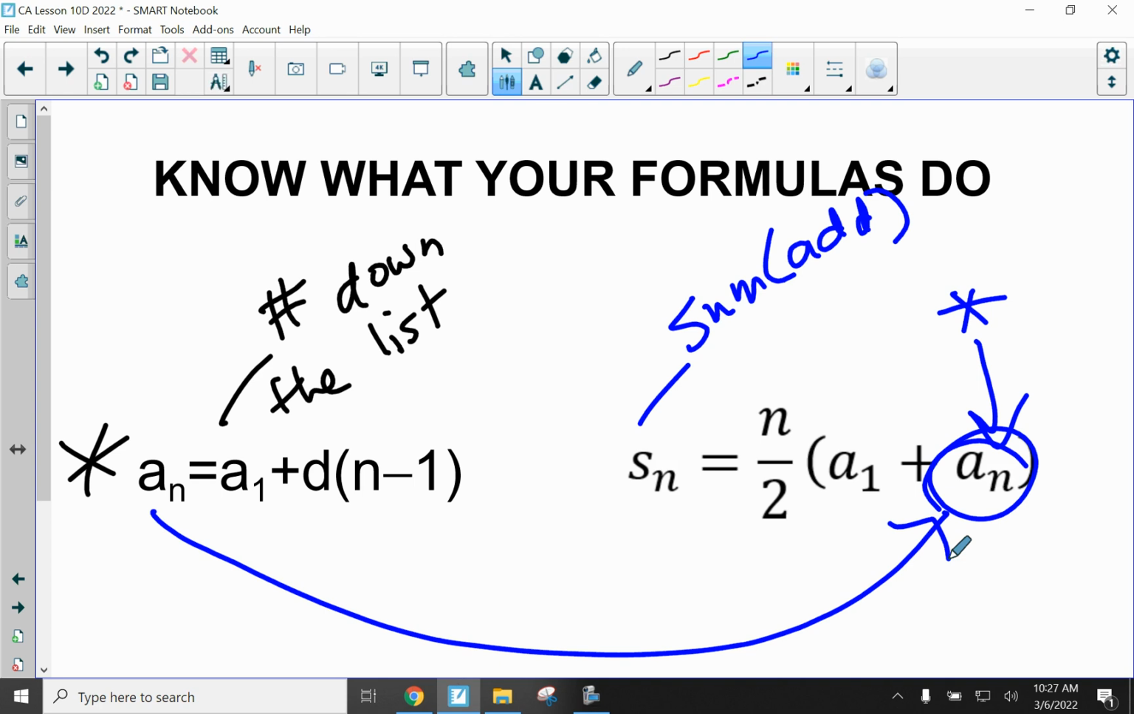And that is lesson 10D. So I think that's pretty straightforward. It's going to be a lot of calculator work, and you got to make sure you know which formulas you're using.